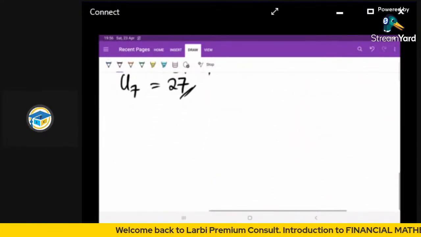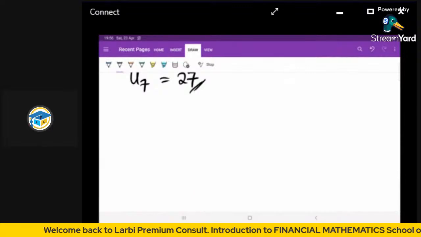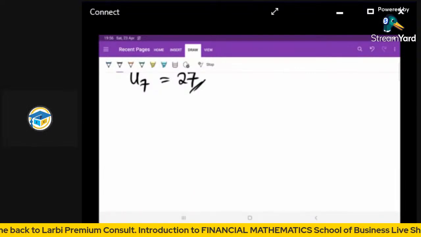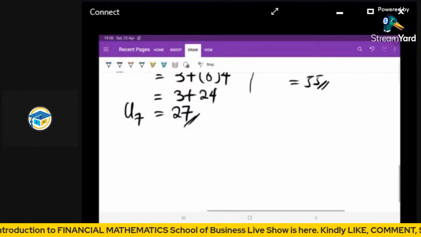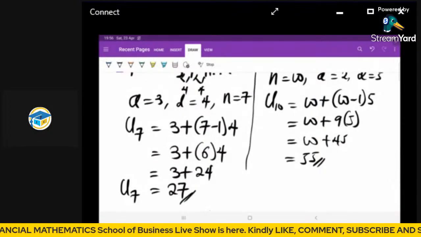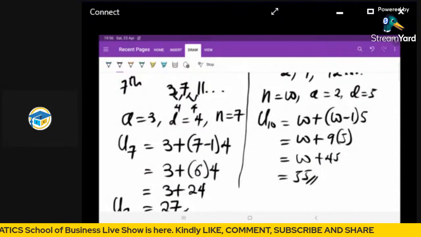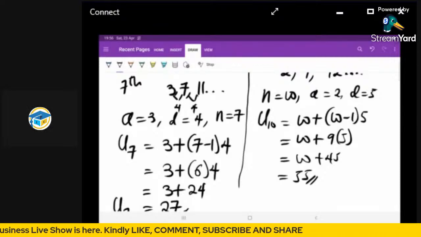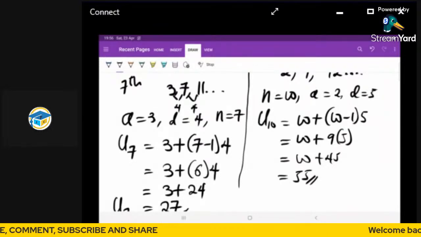But then at times you may also be interested to find the sum of a particular term. Now here we are talking about the individual terms you want to locate within a pattern. But at times you may be asked to find the sum of a particular term, from, let's say, the first to that particular number. So we are asked to find the sum. How do you go about that?